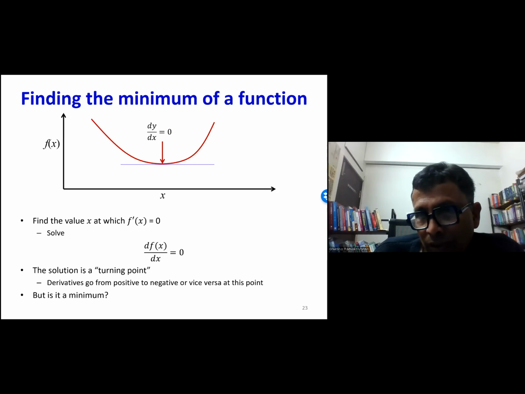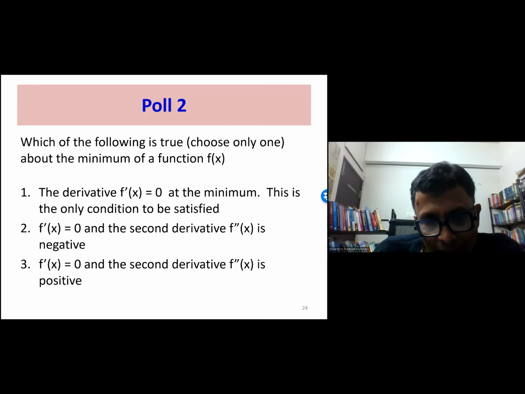So what else do we need to do? We need the double derivative, right? So here is your second poll for the day. This is an easy one, and you're going to have only 30 seconds for it.